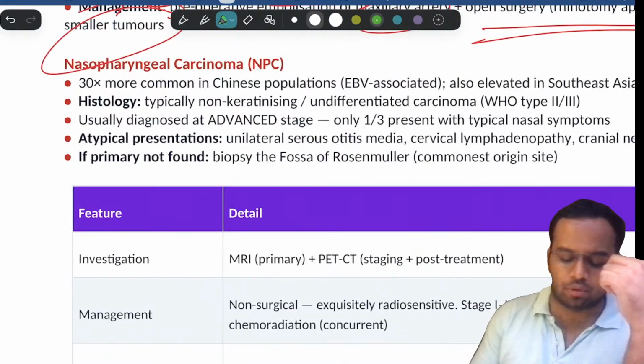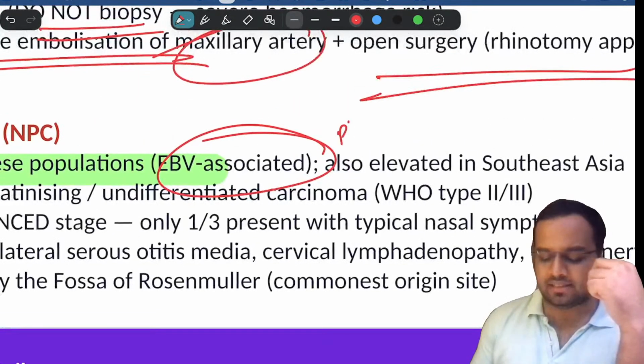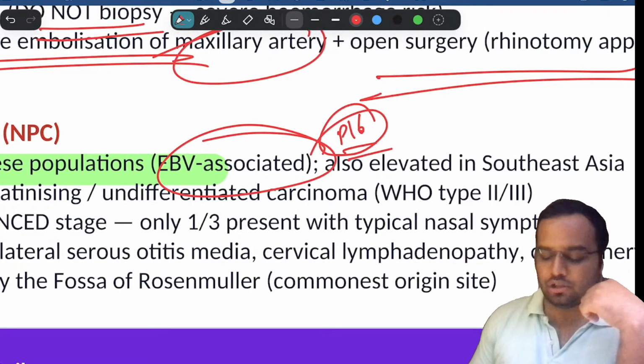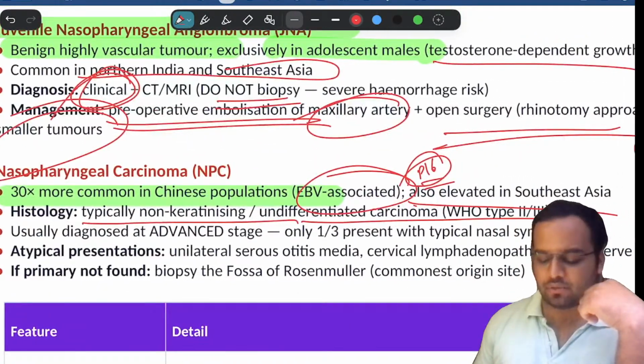It is seen 30 times more in the Chinese population. We talked about EBV association. Sir, which marker? P16 marker is there for EBV. It is also elevated in Southeast Asia. It is typically a non-keratinizing and undifferentiated squamous cell carcinoma.